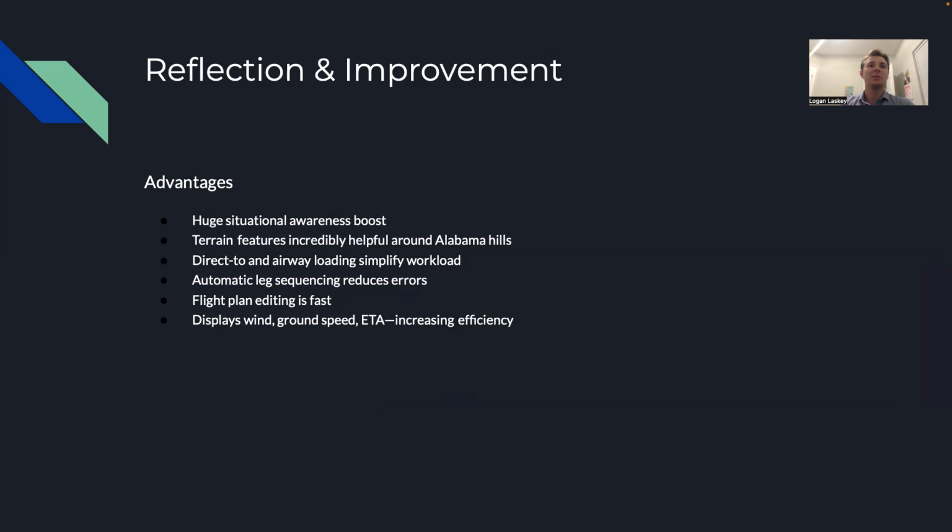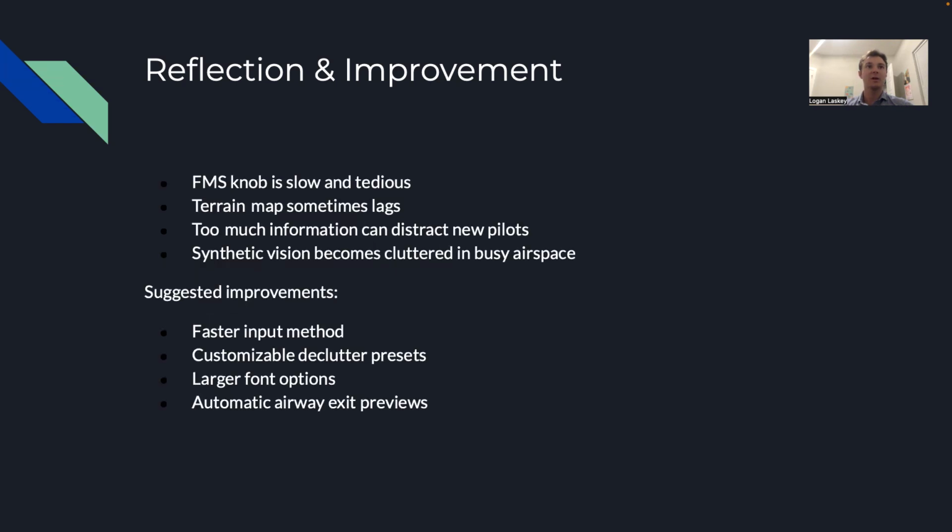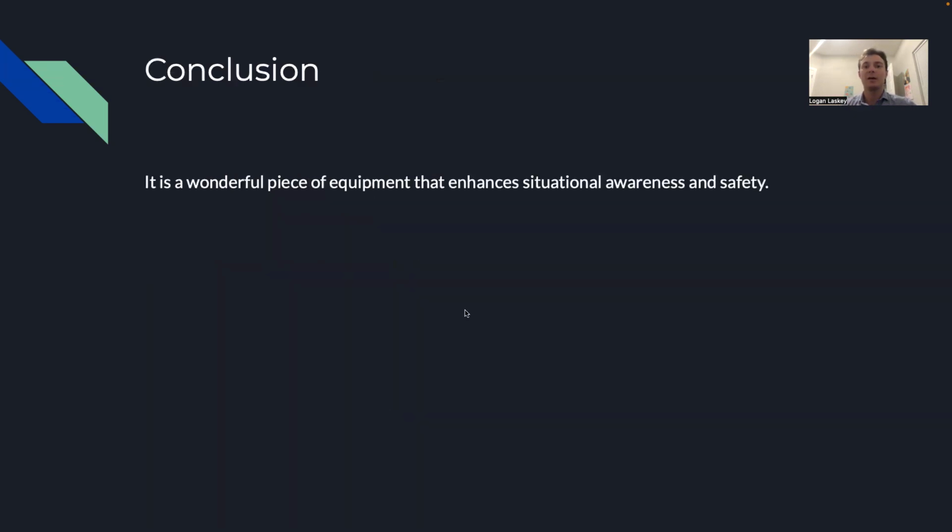And let's see, reflection and improvement. The advantages of the G1000 are huge situational awareness and terrain features, which are incredibly helpful. Direct To, I love the Direct To, and I love that it displays wind, so I can gauge how to make my landing based off the wind direction, if I'm going to have a crosswind or not. Some suggested improvements: a faster input method, because this knob takes a long time to turn. Customizable declutter presets, that'd be cool if you could edit the displays. Larger font options, that'd be cool. And automatic airway exit previews.